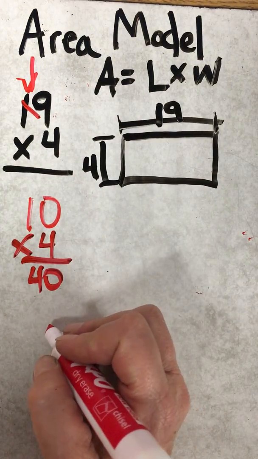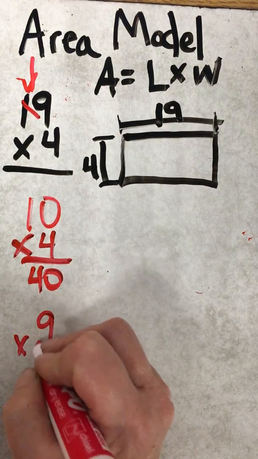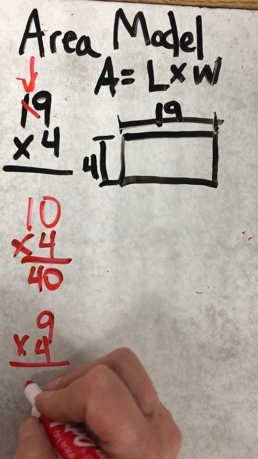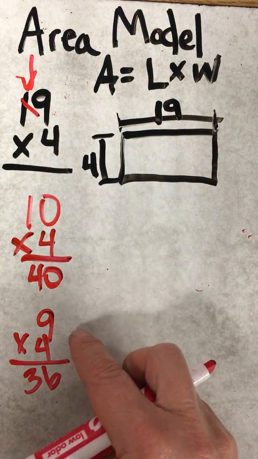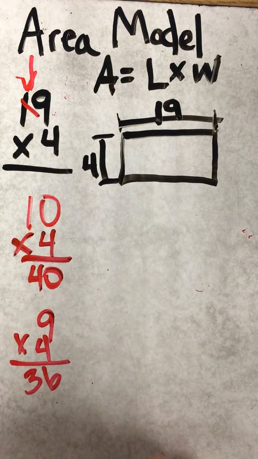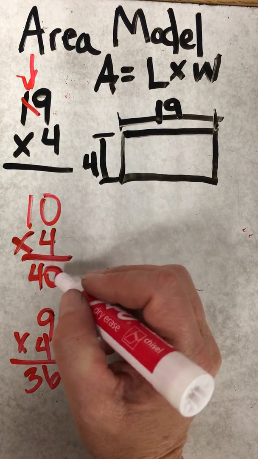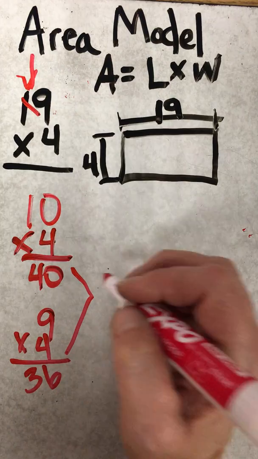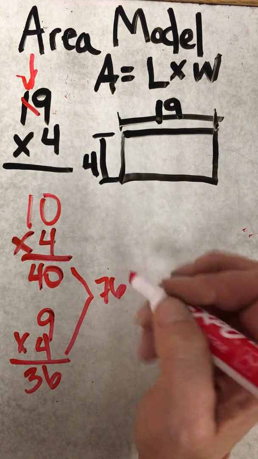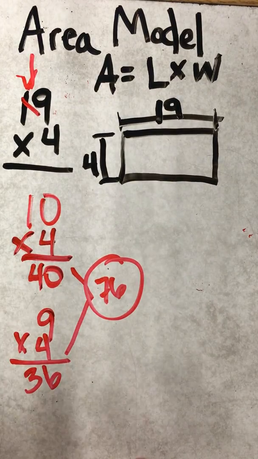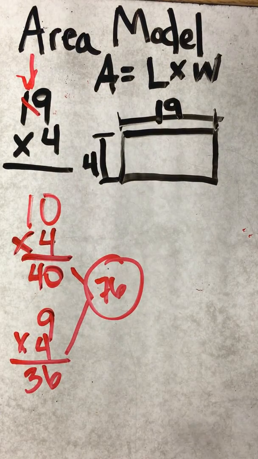9 times 4. We still have to solve for that. That's part of our original algorithm. 9 times 4 I know is 36. Again, math that you should be able to do in your head at this point. And then all you would do is add those together. 40 plus 30 is 70 plus 6 more, 76. So without thinking very hard or having to write much down, I should be able to solve for that.